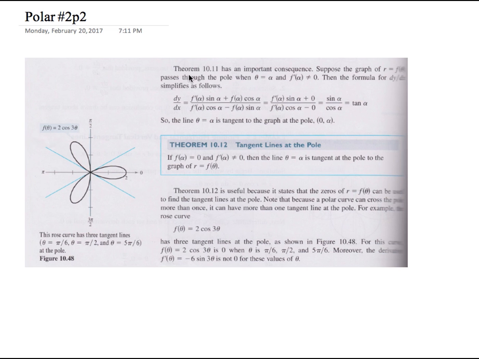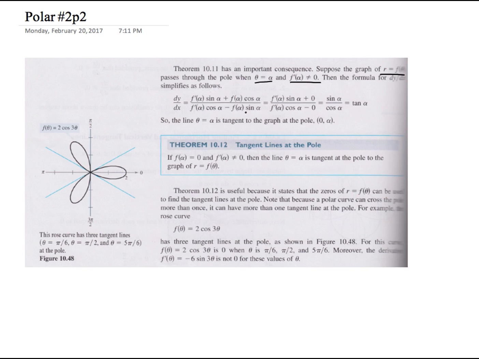It says the theorem from before has an important consequence. That's just the one where we discovered the derivative of polar graphs. So suppose the graph of r equals f of theta passes through the pole. So we're assuming that it passes through the pole, at some value of theta equal to some specific angle alpha. We're also assuming that the derivative at that angle is not equal to 0. You'll see why we need that in a second.